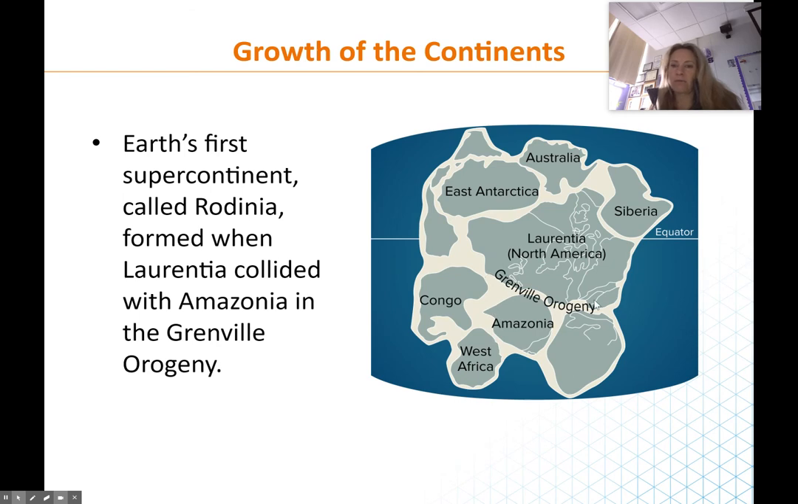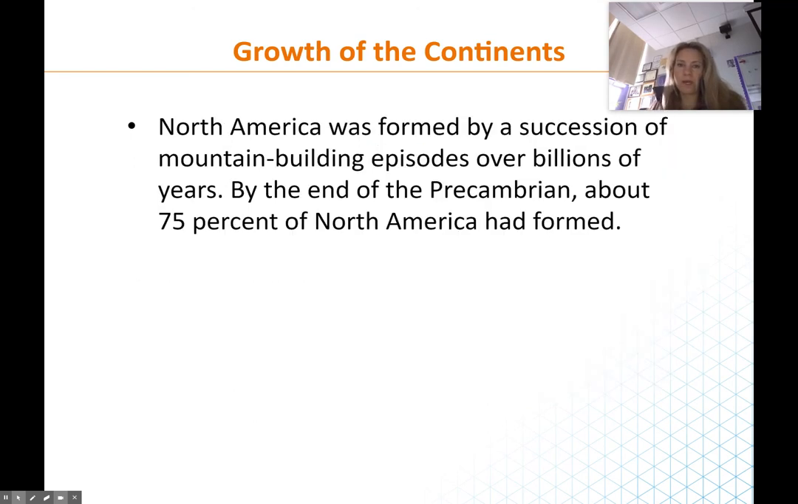And so this is some mountain building that occurred. Orogeny, remember, is mountain building. And that formed this Grenville orogeny. And then after that, there's been lots of breakup and moving around of plates, which continue today. The plates are still moving around. So by the end of the Precambrian, about 75% of North America had formed.